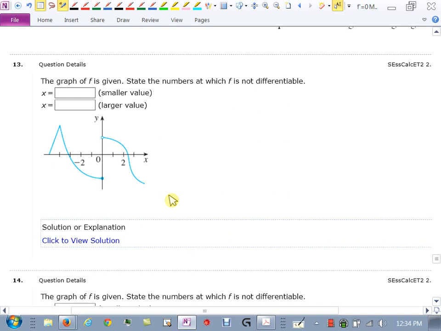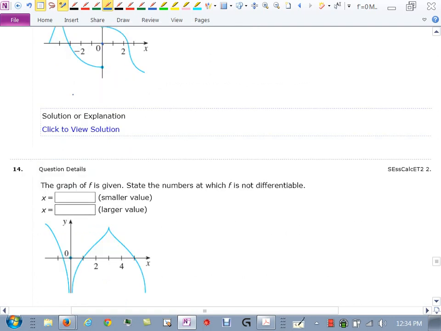When the graph of f is given, state the numbers at which f is not differentiable. So remember, anywhere we have jumps, anywhere we have corners or cusps, we cannot have a derivative. So here, that's -4. And then here at 0, we have a jump. So those are the two places it's not differentiable.